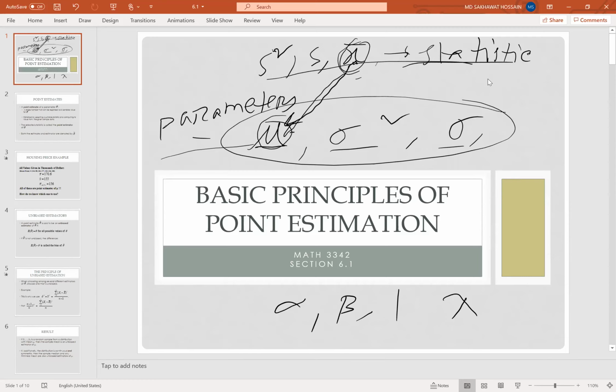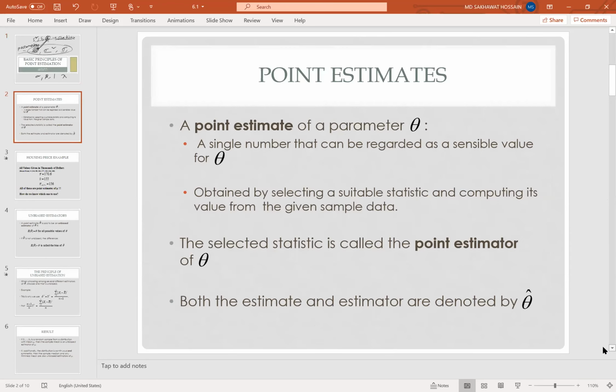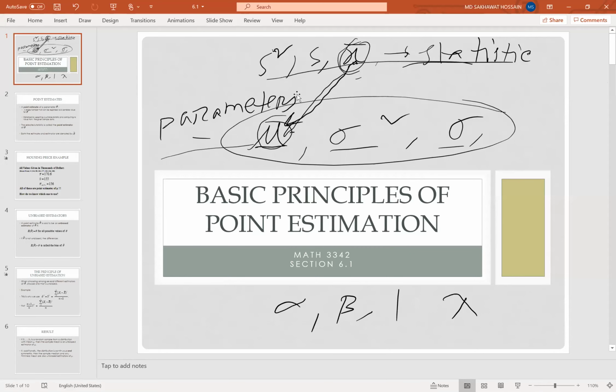So x bar is a point estimate of mu. We can also make inference about mu based on the median, or based on the mode. So they are also point estimates. For mu, we can have different point estimates. X bar is a point estimate for mu, x tilde, the median, is also a point estimate of mu, and the mode is also a point estimate of mu.